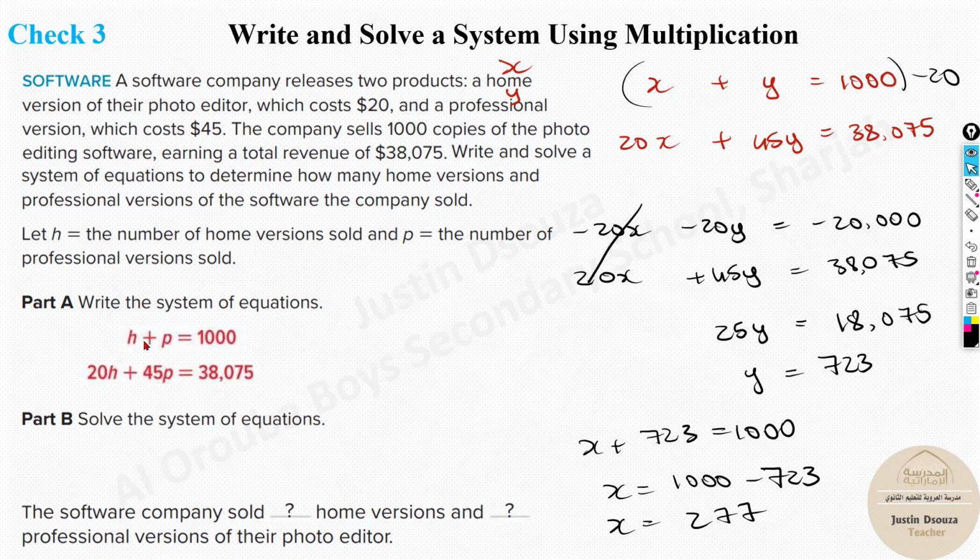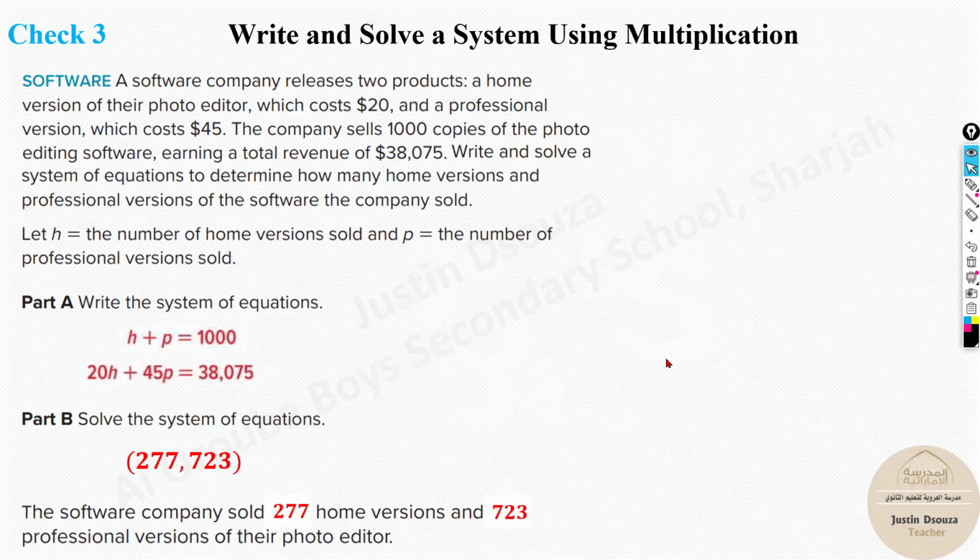Now we wrote in x and y, that's fine. H and P also is fine. And here we got 277 and 723, both are correct. And okay, how many copies did the software company sell of the home version? Home version was the X value we assumed. It's 277 and the professional version is 723. This is how we can solve this.